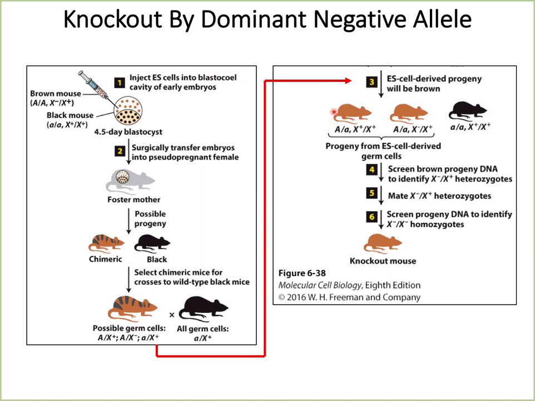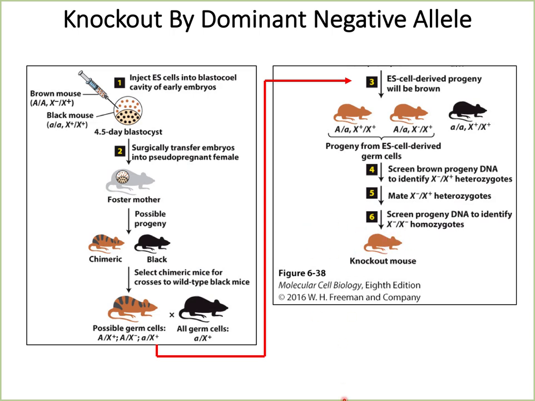So now, if by this back cross you get a brown mouse, all of these are the progeny from the ES derived stem cells, because they are not chimeric, they are not black. And you screen the brown progeny for the DNA to identify the X minus and X plus heterozygote. So that's what you do. And then you screen the progeny for the DNA to identify the X minus and the X minus homozygous as well. So now this is how you can actually get a knockout mouse, a very intelligent way that you can actually get a dominant negative allele.